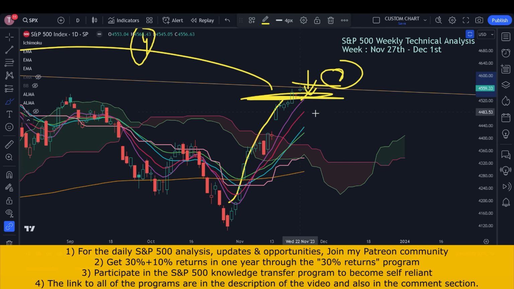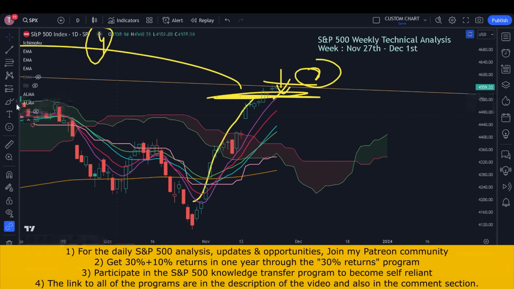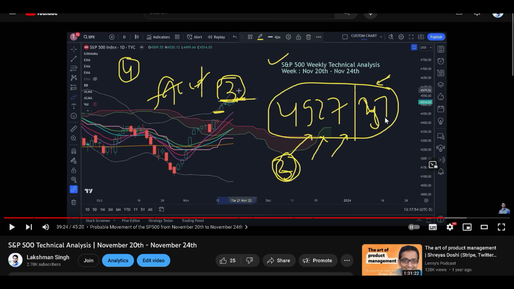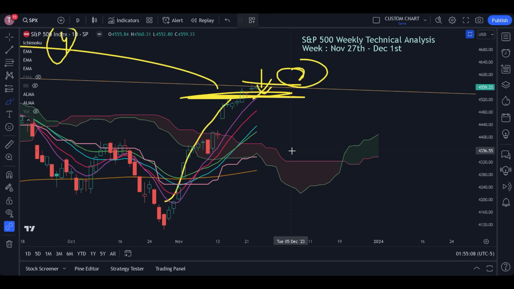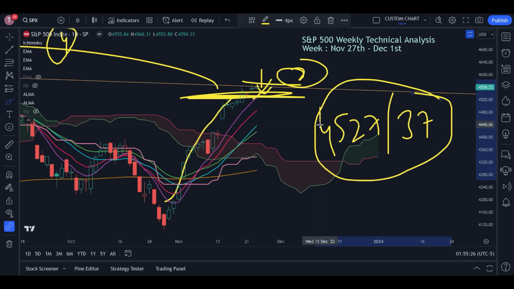Now let's talk about the bearish movement or the reversal. Again, 4527/37 is the zone. So this means that no fall, no reversal, no bearish trend, nothing bearish will be seen or will happen until and unless the S&P 500 gives a proper closing below the zone 4527/37.